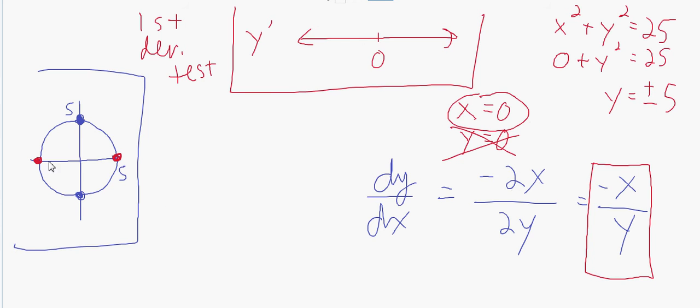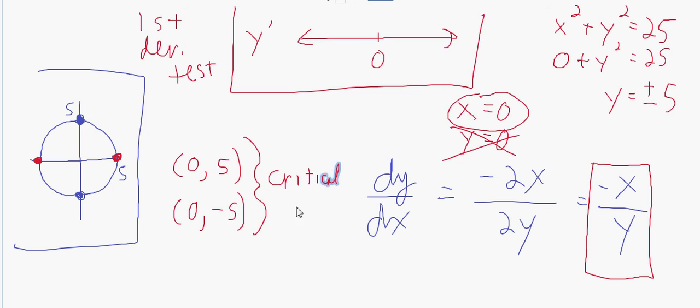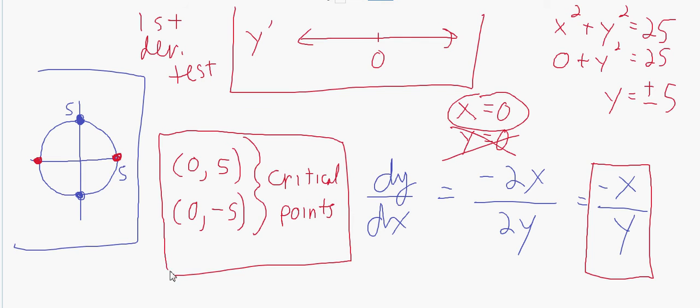So there's 2 points on this graph that we're interested in at x equals 0. They're over here, you can see them. But we just found the y value. 0, 5, and 0, negative 5 are critical points. So we've solved the mystery, we found the y value. Okay, let's box this guy off too. Critical points. There's 2 points there, great.